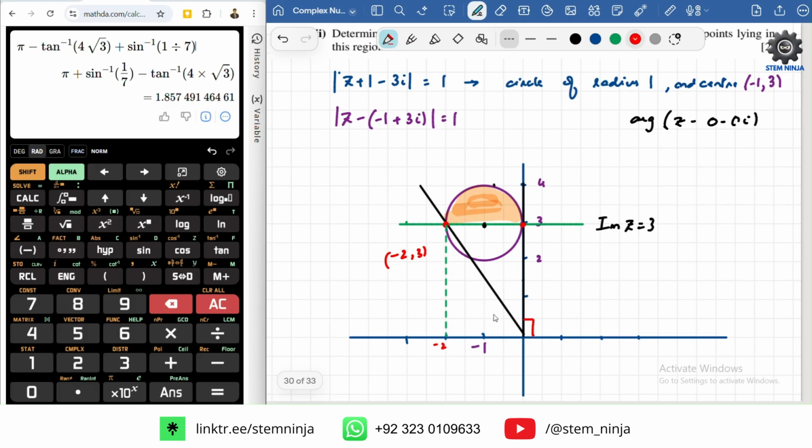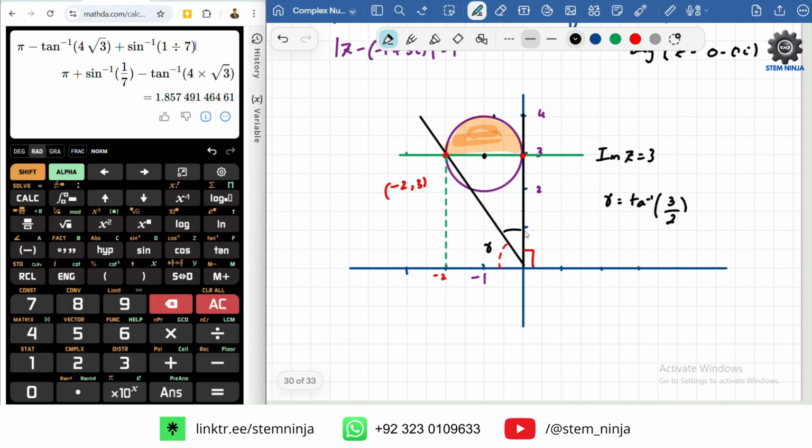Okay, so even if we figure out this angle, we can find out the rest. So let's figure this out. Let's call this angle gamma. So gamma is tan inverse of 3 over 2. So this particular angle, let's call it theta, would be pi minus tan inverse of 3 by 2.